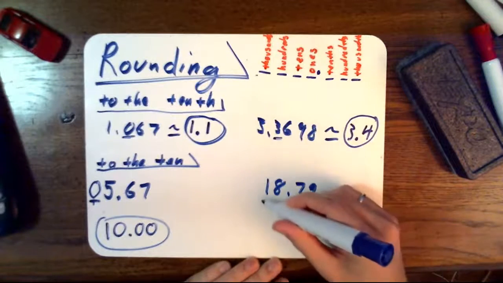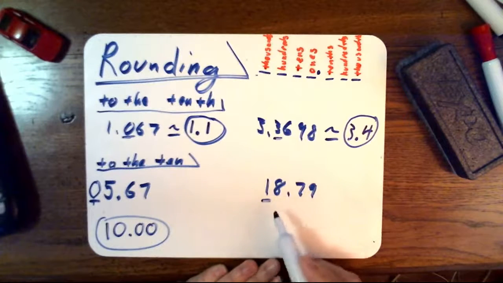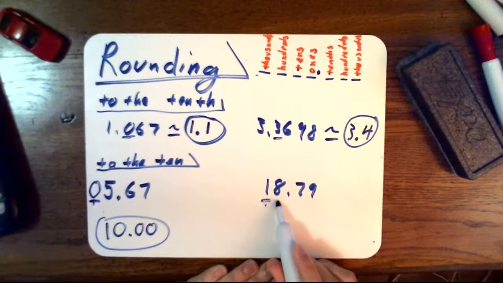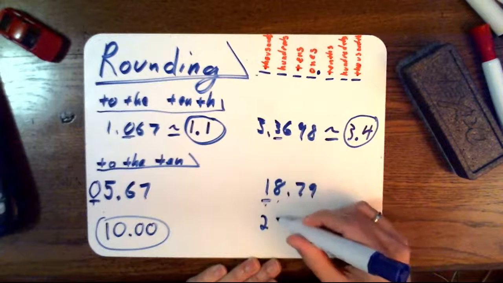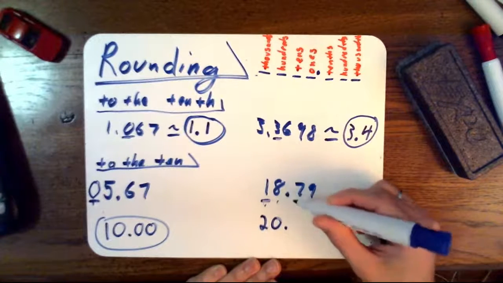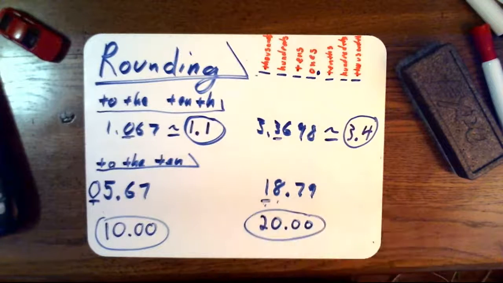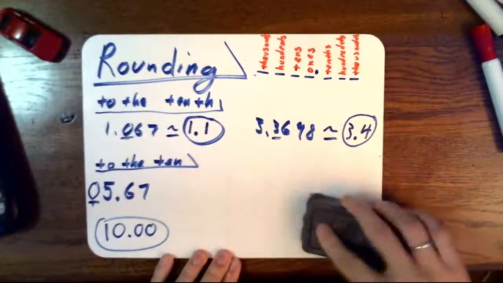So round to the nearest 10 for this one. I already underlined it. Here's the ones position, here's the tens position. So you want to look to this number. Is this 5 or greater? Yes, this is greater than 5. So you round this position up by 1, and then you make the rest zeros. And you always want to remember where your decimal is, so you can keep everything organized like that. So these are fairly easy examples, rounding to the tenth, rounding to the 10.